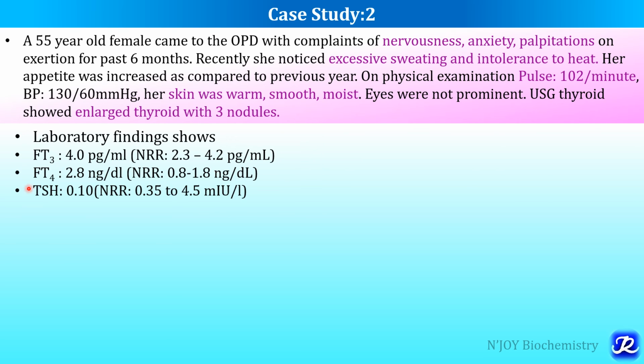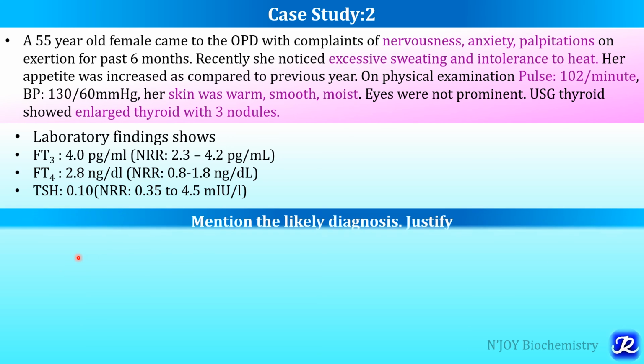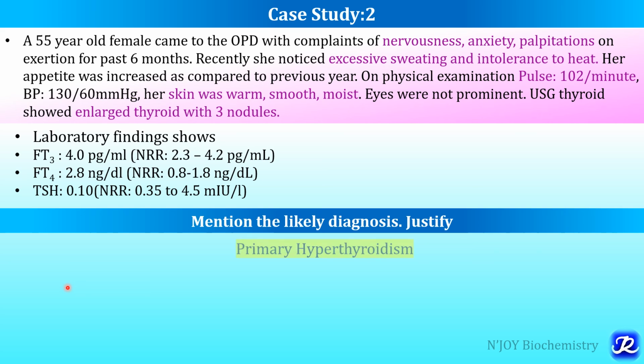Laboratory findings show free T3 level is 4 picogram per ml, which is on the higher side but normal. Free T4 is 2.8 nanogram per dl, it is increased, and TSH is low here, that is 0.10 milli-international unit per liter. So what is the likely diagnosis here? It is primary hyperthyroidism.